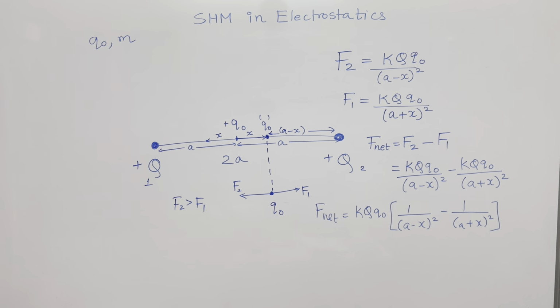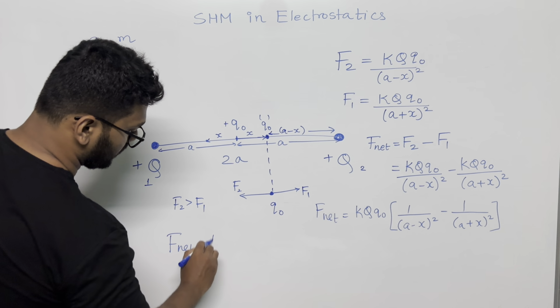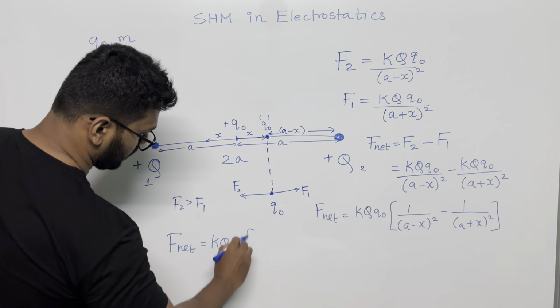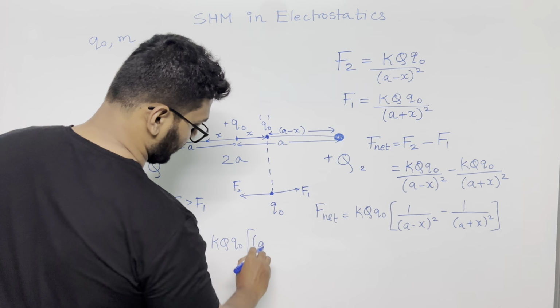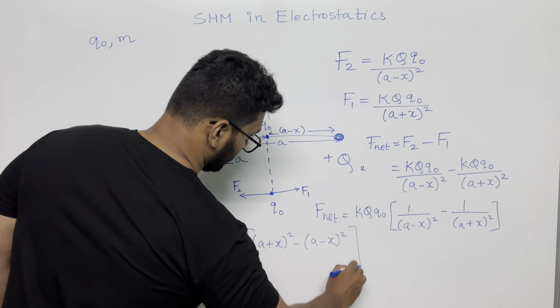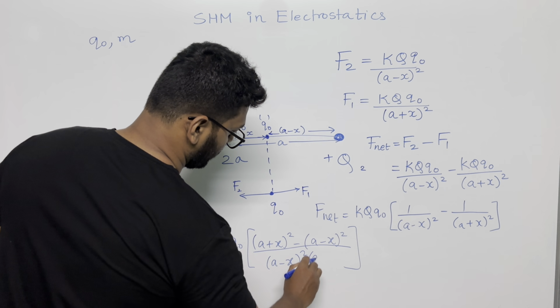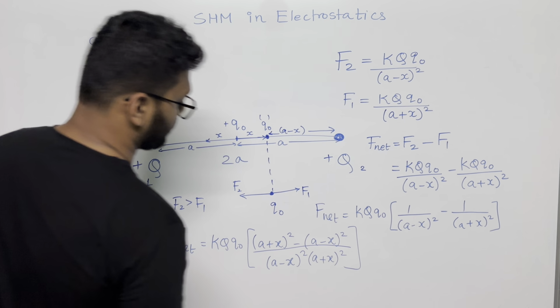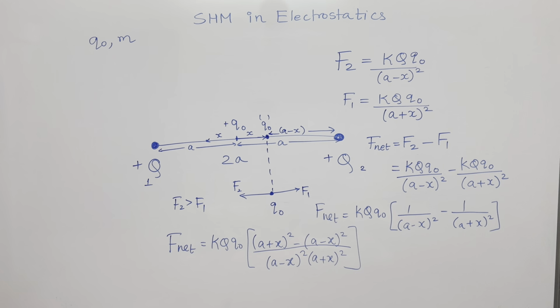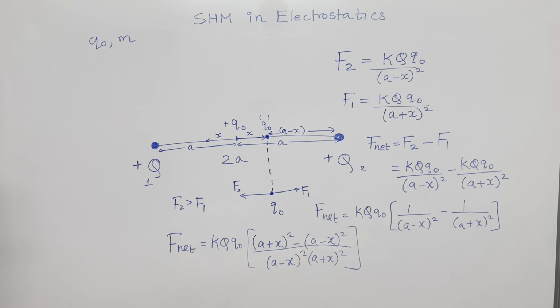Let me see if it is visible. Yes, it's visible. So now the net force I will write over here. The net force is kq q0 into a plus x whole square minus a minus x whole square, divided by a minus x whole square into a plus x whole square, right? Now we don't have space, right? So let's erase this one.